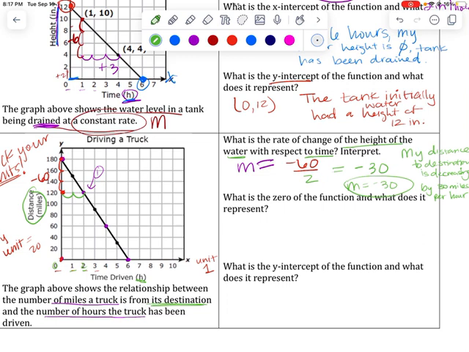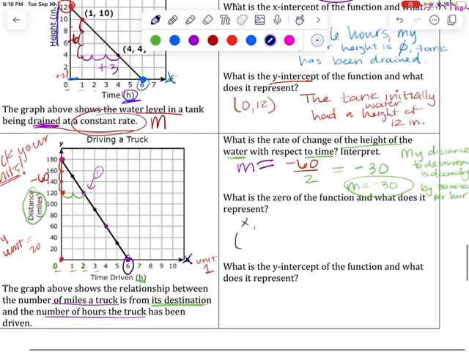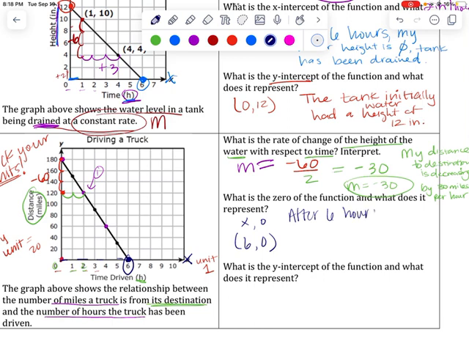The 0 of the function, let's look at X this time instead of Y. If I'm looking here at X, my X is 6, 0. Once I've finally driven 6 hours, how much do I have left to drive? 0. So after 6 hours, I reach my destination. I don't have any more distance to drive.